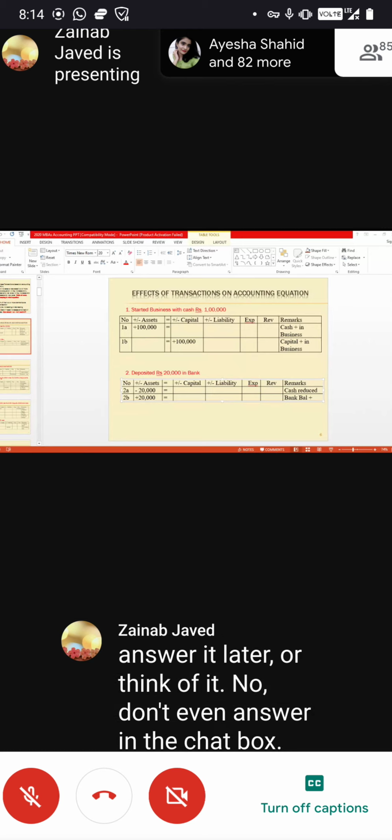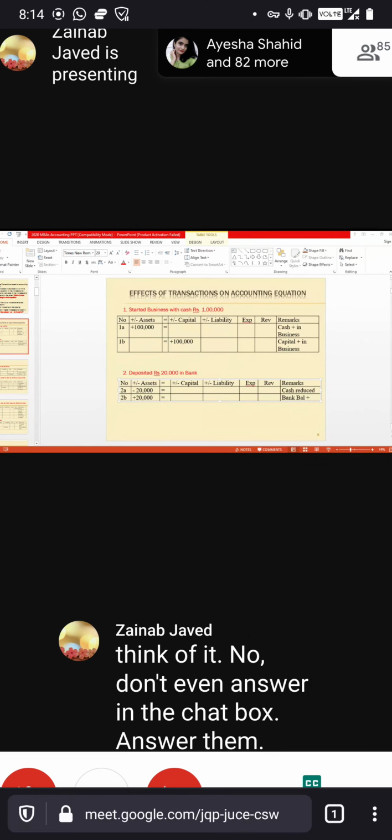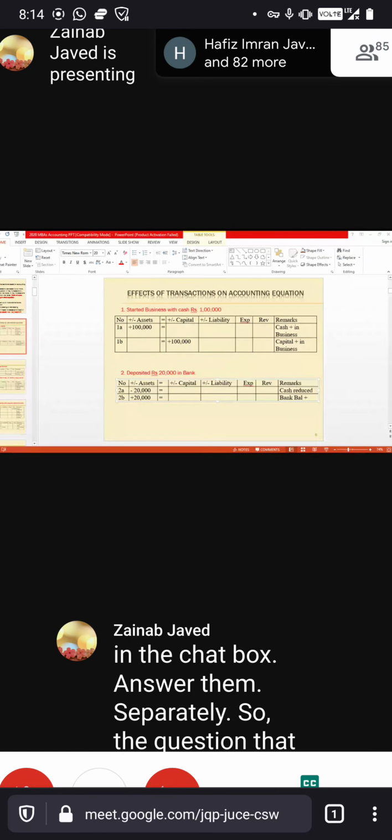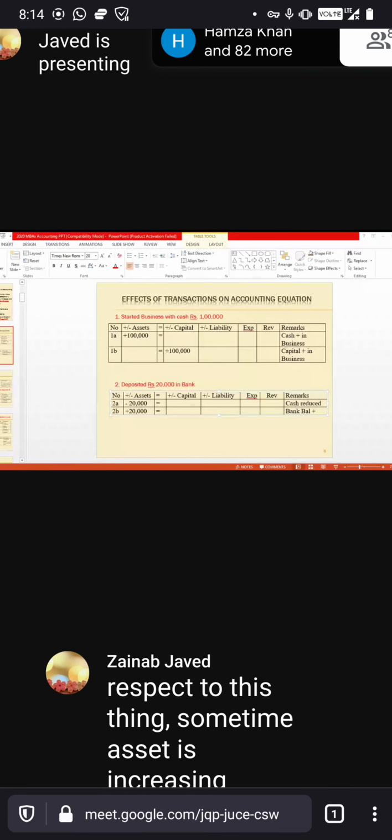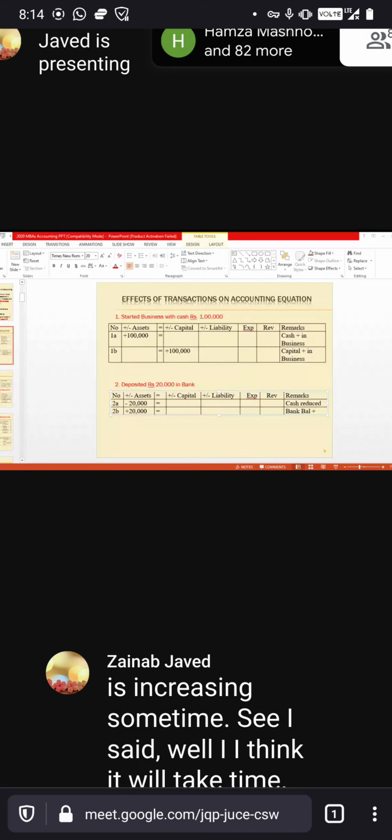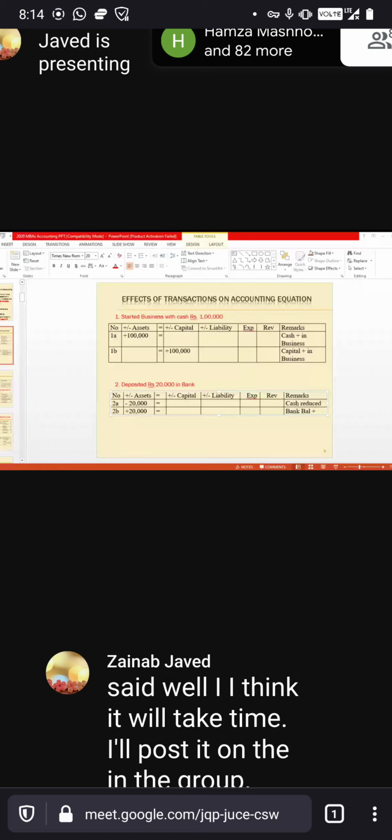Answer them separately. So the question that I'm writing with respect to this thing: sometimes asset is increasing, sometimes it is decreasing. I think it will take time. I'll post it in the group. What I wish to ask from you.